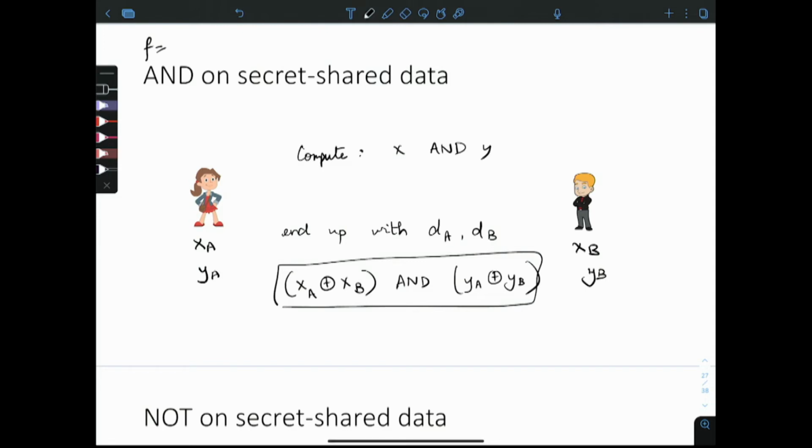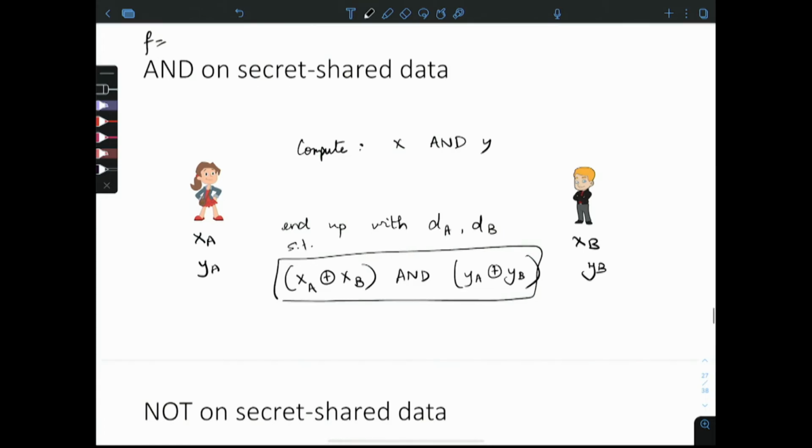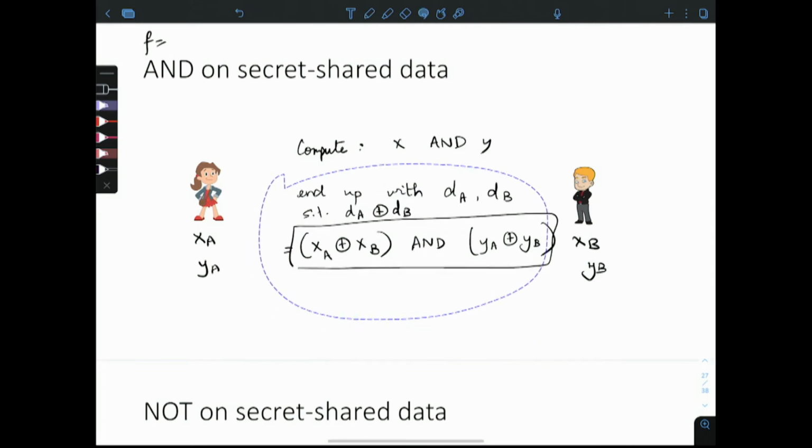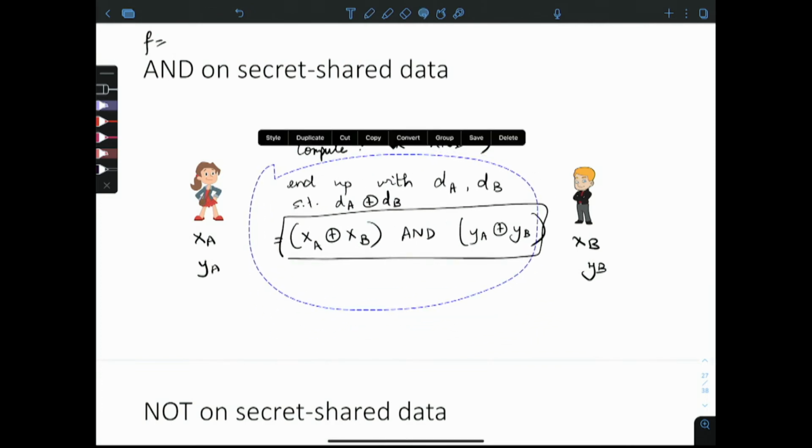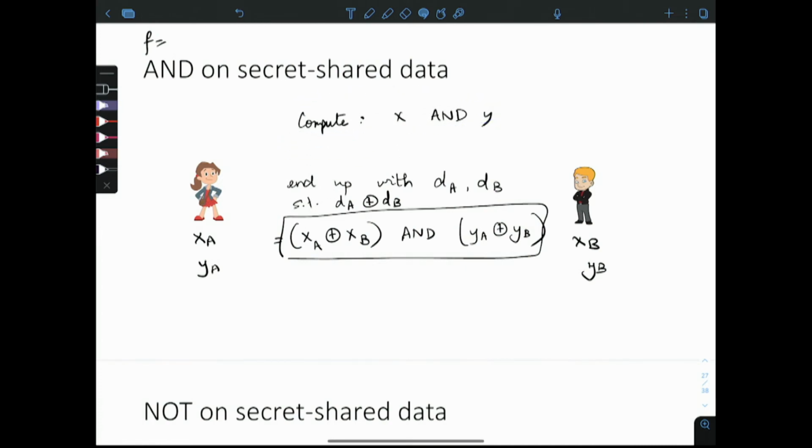They want to end up with dA and dB such that dA XORed dB is this value. Okay, does the goal make sense? Okay. So Alice should at the end have such a dA and Bob should have dB. Now can you think of how to do this with OT again?